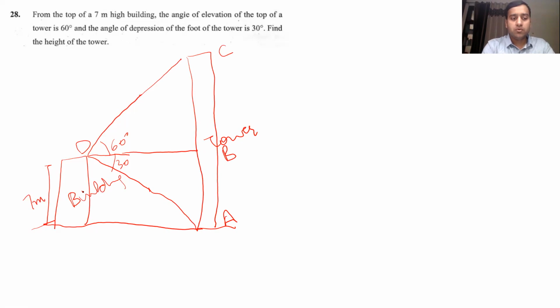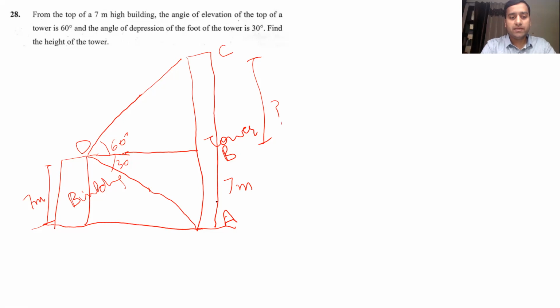Okay, so we know that if the height of the building is 7 meters, then AB is also equal to 7 meters. These are parallel lines, opposite sides of a rectangle. What we have to find for now is BC, and then the total height of the tower is AC. We can find BC with the help of the common things which we have. BD is common, and we will find BD with the help of AB and some trigonometric conditions. Then with the help of BD we will find BC.